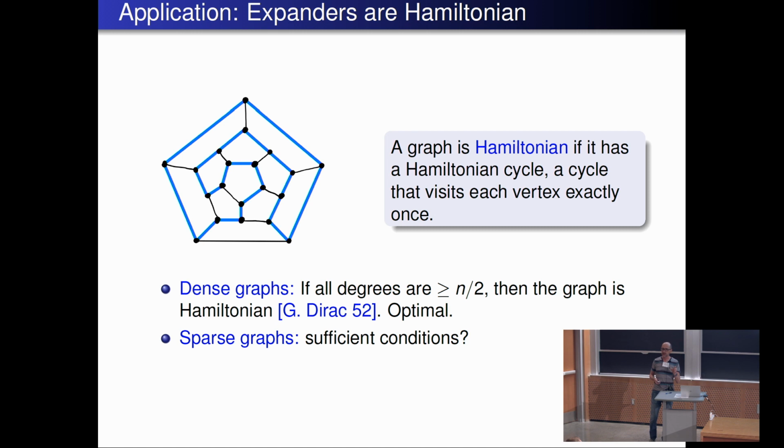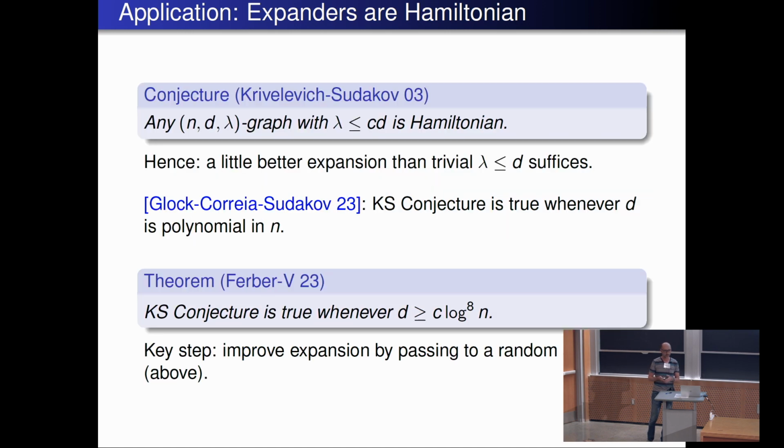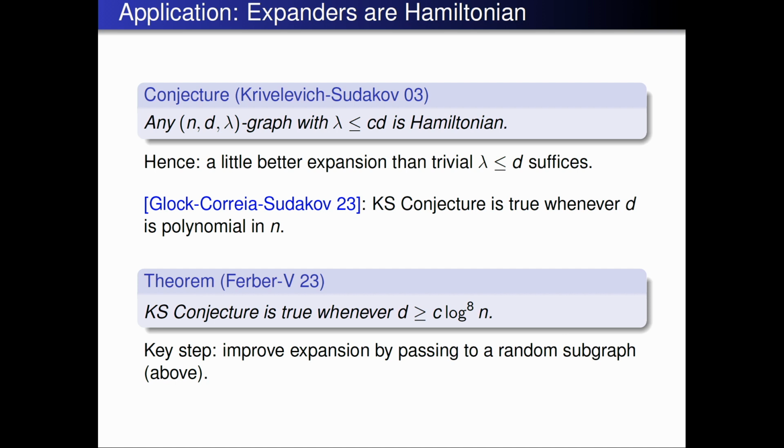What happens for sparser graphs, we do not know. What are the sufficient conditions for a graph to be Hamiltonian? In particular, a natural sufficient condition would be expansion. If a graph is at least a little bit more than a trivial expander, then it should be Hamiltonian. That's the feeling in the area. The old conjecture of Krivelevich-Sudakov states that any (n,d,lambda) graph is Hamiltonian as soon as the spectral expansion is a little bit less than the trivial bound. Lambda is always smaller than d. A good expander is where lambda is root d, but we're not asking that. We're just asking that it is less than cd.